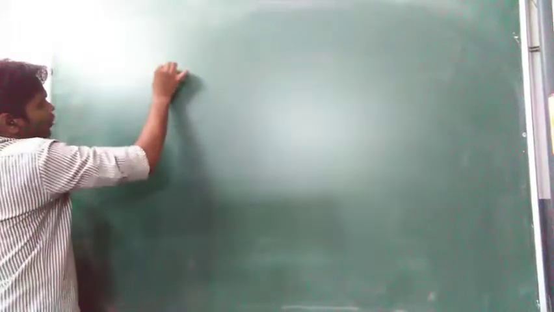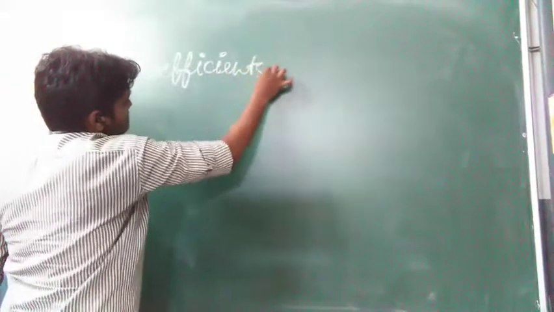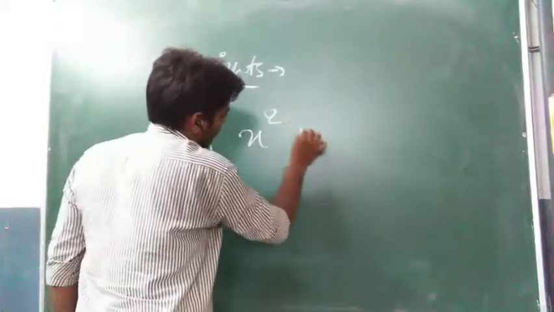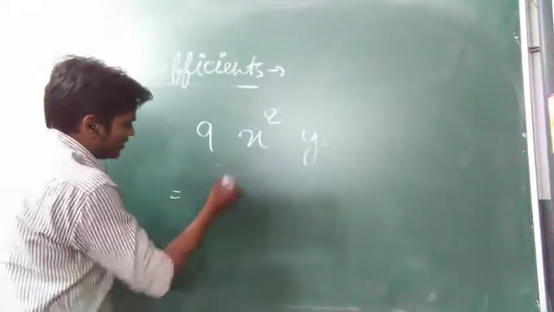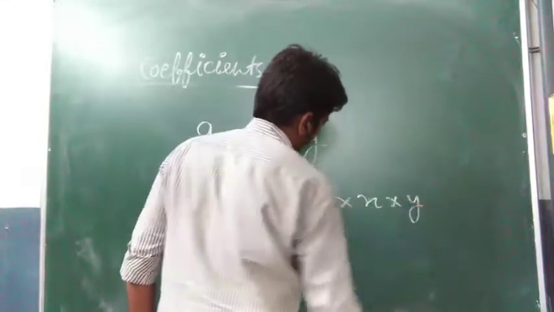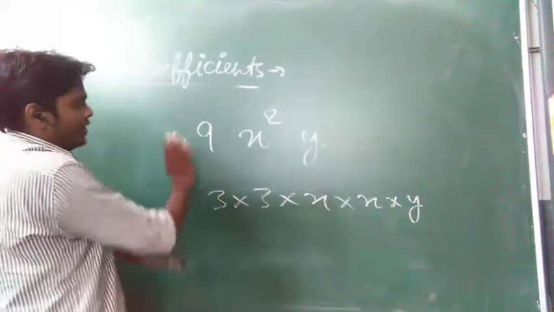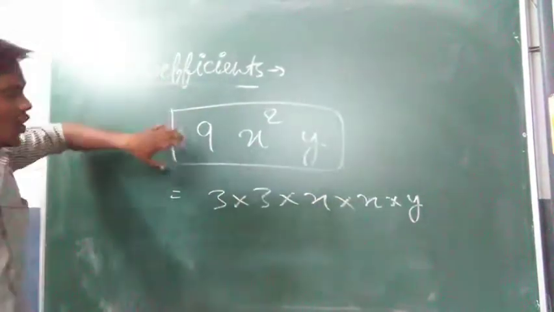Okay, now see. Coefficient. See, what are the coefficients? 9x square y. This is 9x square y. What is the factor for this? 3 into 3, x into y. Okay, so if in this one we are taking this one, what is the coefficient of 9?